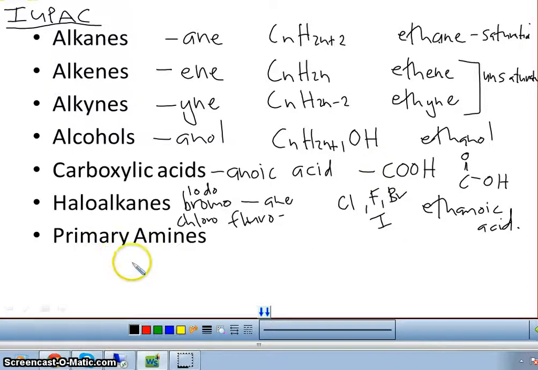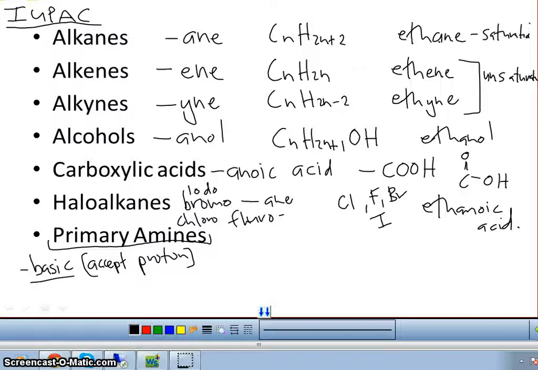Okay, primary amines. These things are fascinating because they are the only basic compounds we come across this year. That means that they can accept a proton. So here I am going to go a little bit sideways.